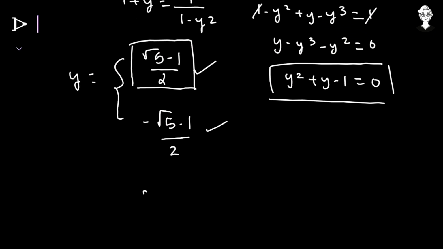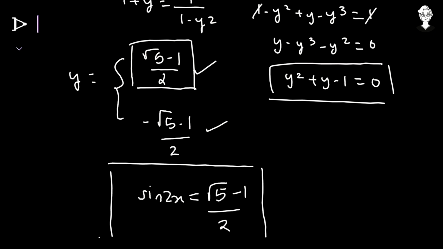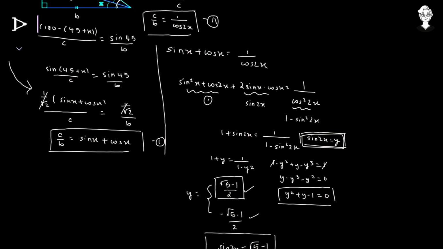So now we finally have the value of sin of 2x, and that is going to be equal to square root of 5 minus 1 upon 2, and that's the answer. In this question we were trying to find the value of sin of 2x, so here it is. What we did is first of all got the value of c upon b, that is sin x plus cos x. Then we again got the value of c upon b, that is 1 upon cos 2x. Then we simplified this normal trigonometric equation so as to get the value of sin of 2x, that is equal to square root of 5 minus 1 upon 2.